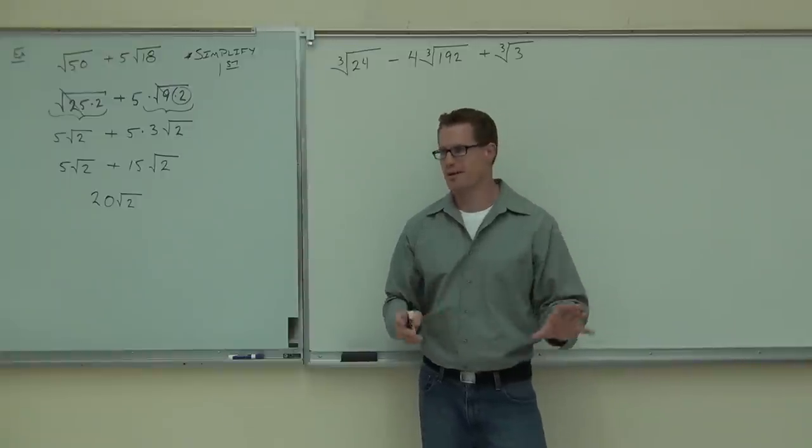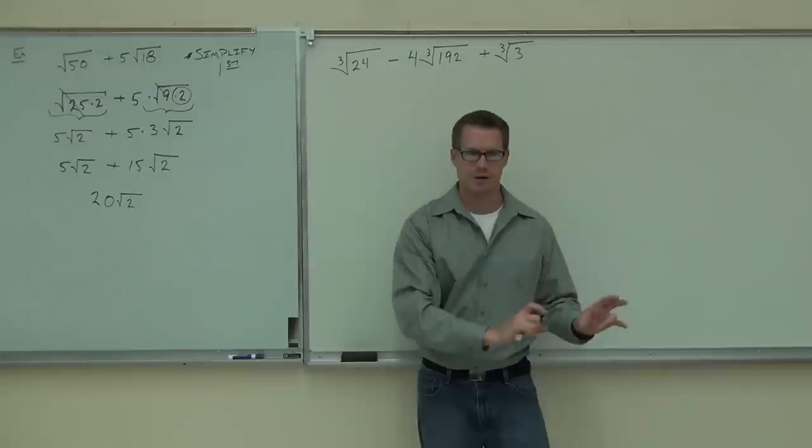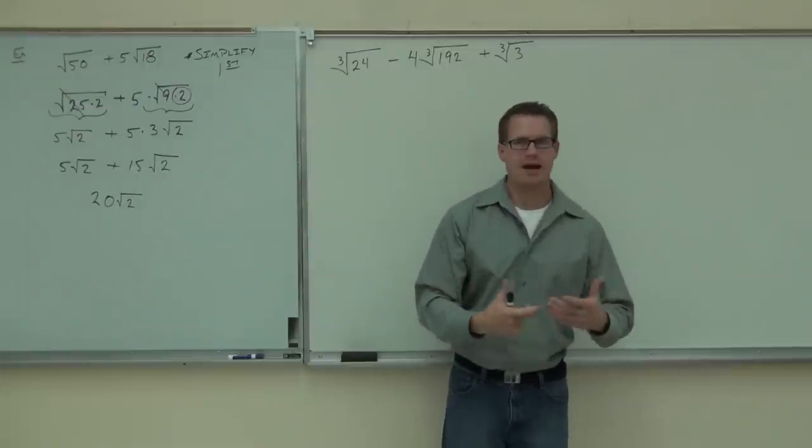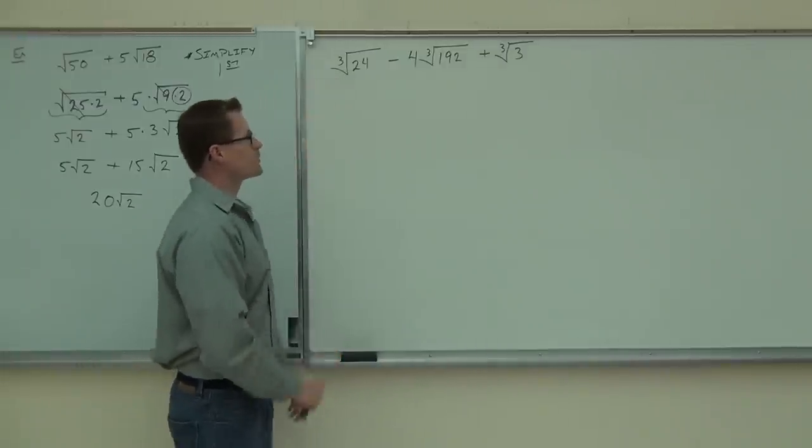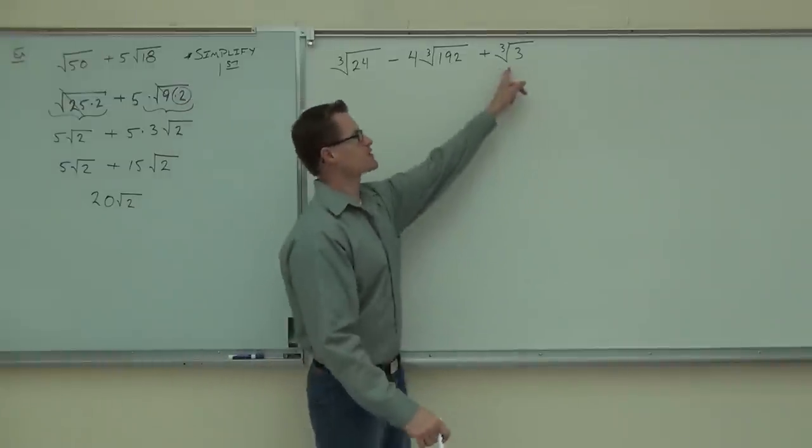Yes. Yeah, we have the cube root everywhere. That's great. Don't lose that 3 when working down. Now, the next thing, of course, our radicands are not even close to the same, so we're going to have to simplify these things first. Let's start with the easy one. Can you simplify this one?